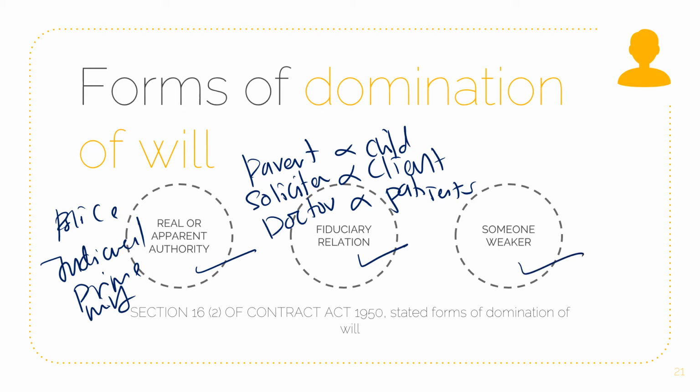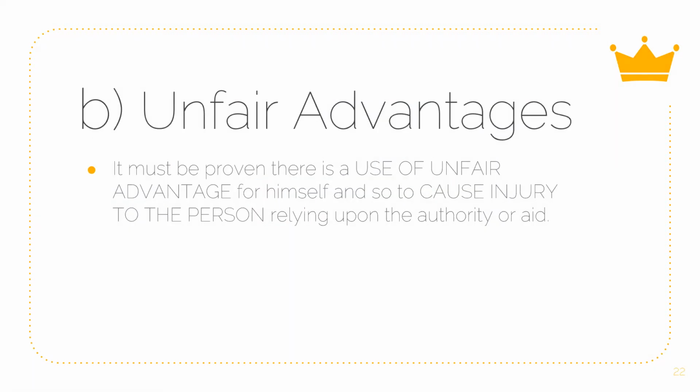Clause B of Section 16, subsection 2 provides a person deemed to be in a position to dominate the will of the others where he makes a contract with a person whose mental capacity is temporarily or permanently affected because of age, illness, or mental or bodily distress. Once it is clear that there is a domination of will, it must be proven that the party uses their power to gain unfair advantage for himself and cause injury to person.